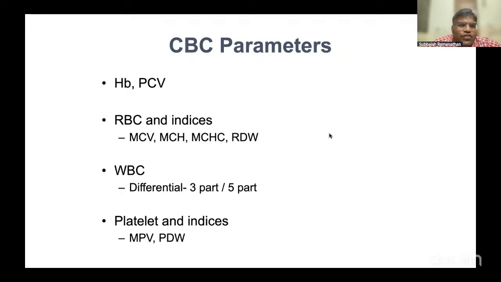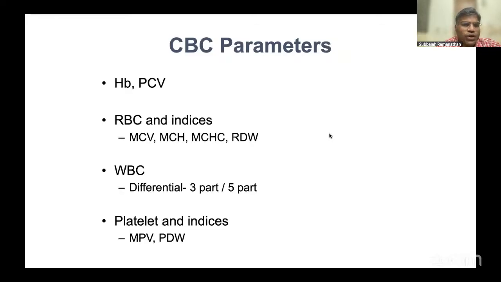Red cell indices will give you a clue towards why there is anemia. MCV will give you some differentials. Microcytic cells have some causes, macrocytic cells have some causes, and normocytic cells have some causes. MCH is for the content of hemoglobin within a single red cell.